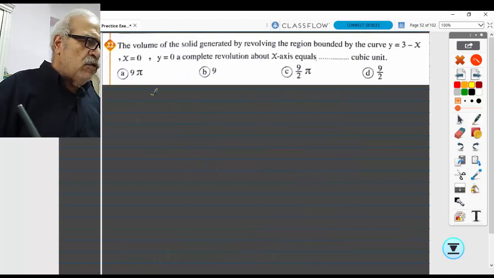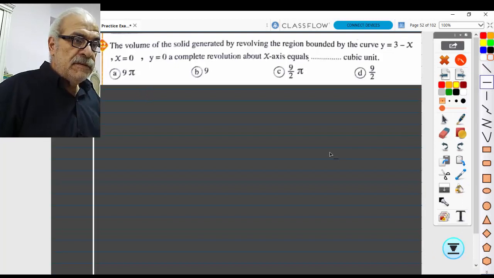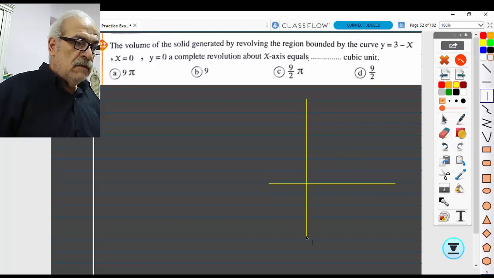Next question. Question 22. The volume of the solid generated by revolving the region bounded by the curve y equals 3 minus x and x equals 0, y equals 0, a complete revolution about the x-axis equals blank. First, I want to represent this straight line, y equals 3 minus x.